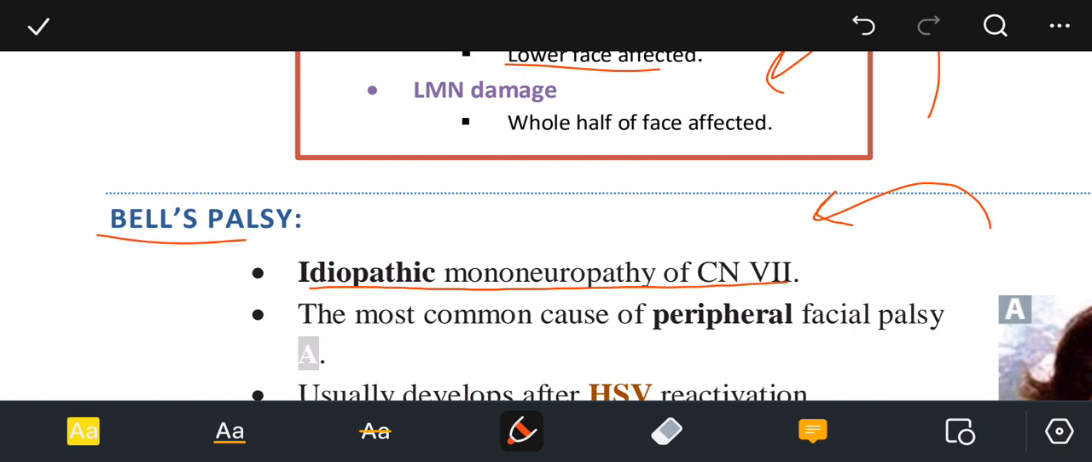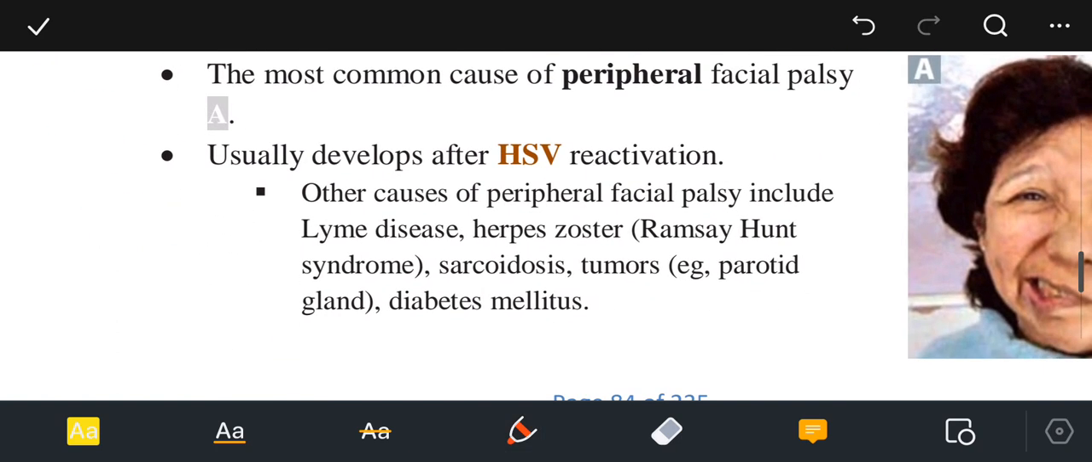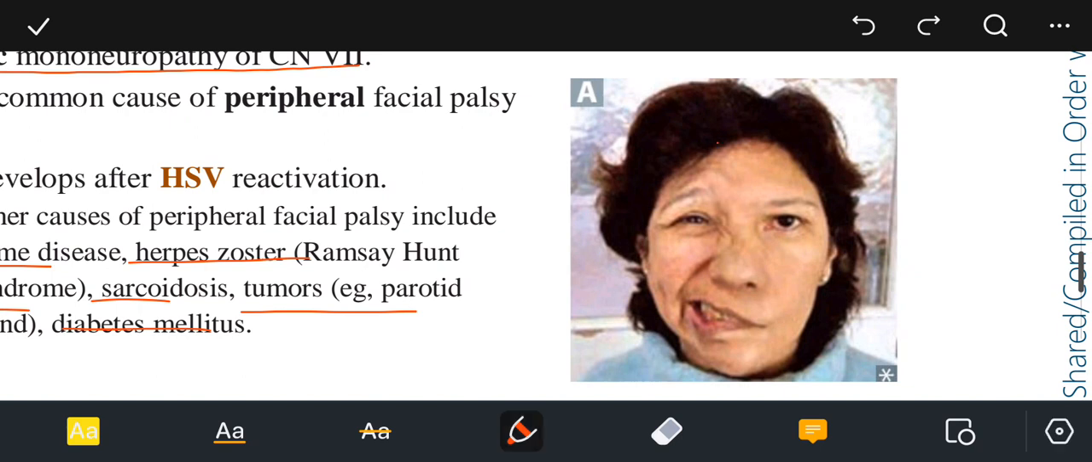The most common cause of peripheral facial palsy usually develops after HSV reactivation. Other causes of peripheral facial palsy include Lyme disease, herpes zoster, that is Ramsay-Hunt syndrome, sarcoidosis, tumors, for example of the parotid glands, and diabetes mellitus. Now here you can see that in this particular woman, this side of the face is normal and this side of the face is abnormal, because she is trying to move the face but it is not moving, the eye is not closing, she is trying to smile but the face is not smiling because half of the face cannot move, and the nasolabial fold that should be present over here is being lost.